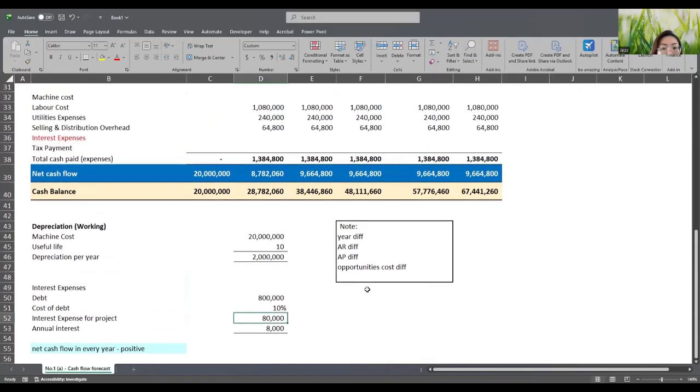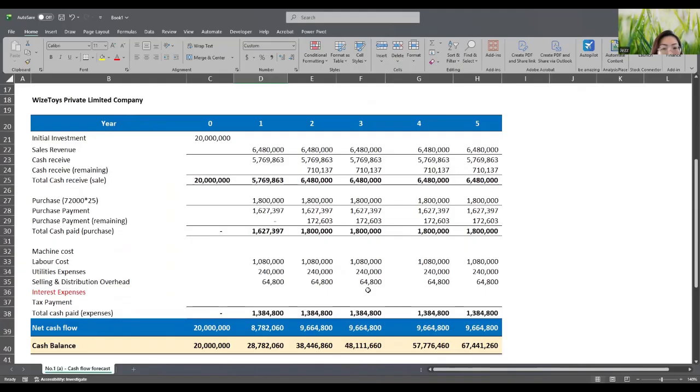Okay, so from the question, with this Excel input, we are going to know the net cash flow from the first year is positive, 28. Year 2 is 38. Year 3 is 48. And year 4 is 57. Year 5 is 67.